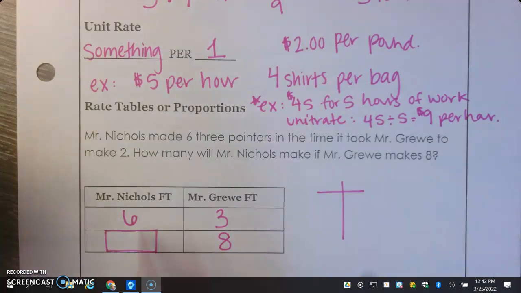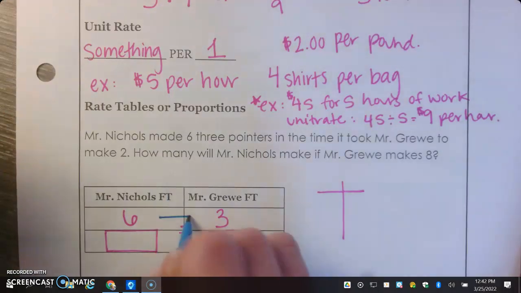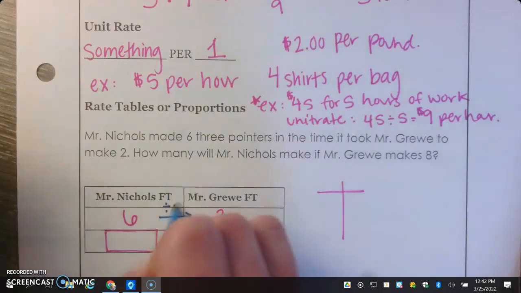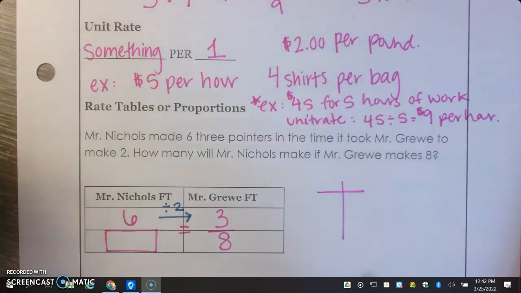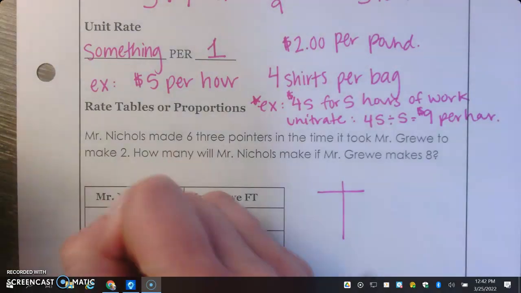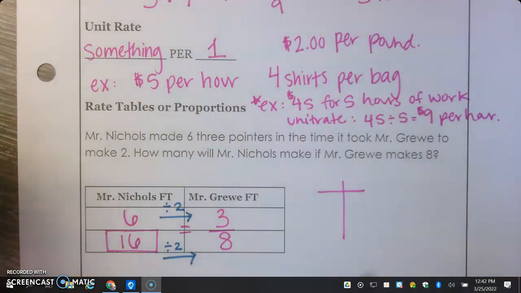Okay? Now you can try to find a connection. How do you go from 6 to 3? Okay, how do you go from 3 to 8? Or you can think about it like a proportion. Okay? So I'm going to see, well, there's a relationship right here, 6 to 3. How do I get from 6 to 3? 6 divided by 2 makes 3. So something divided by 2 makes 8. Well, I know 16 divided by 2 is 8.